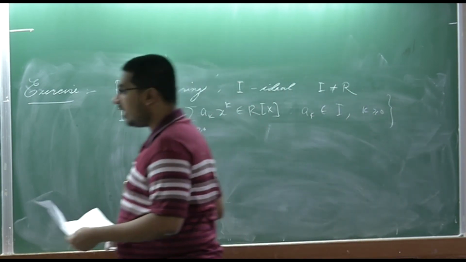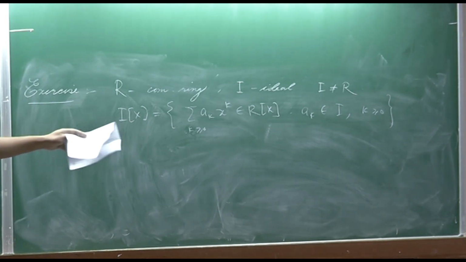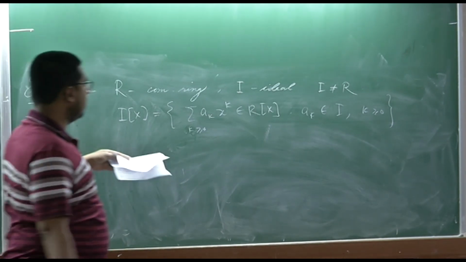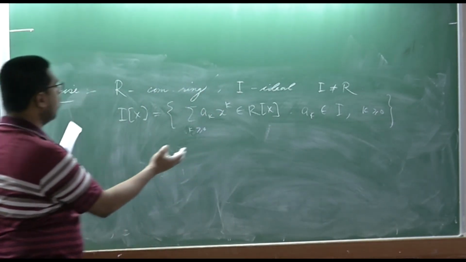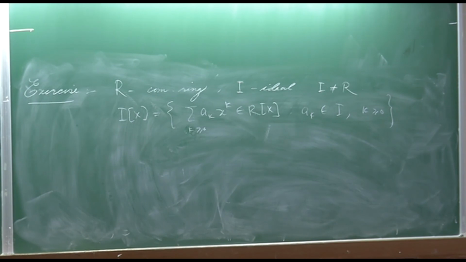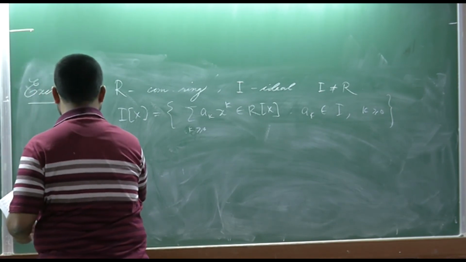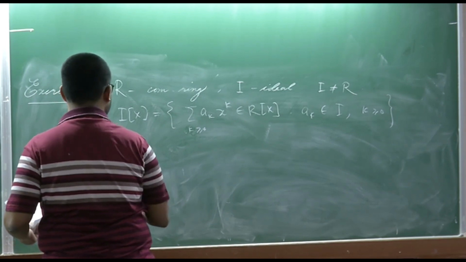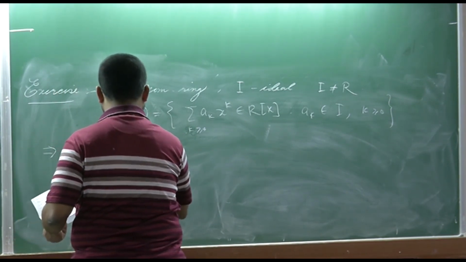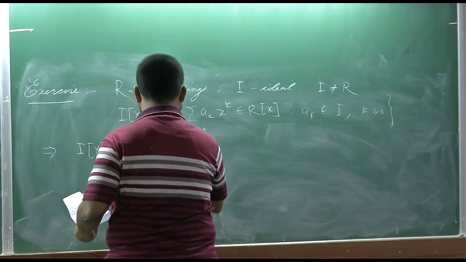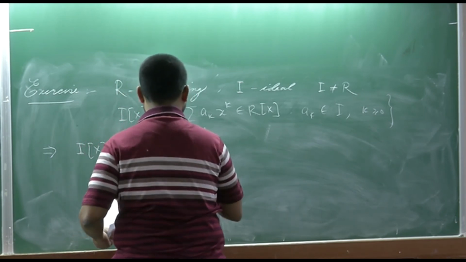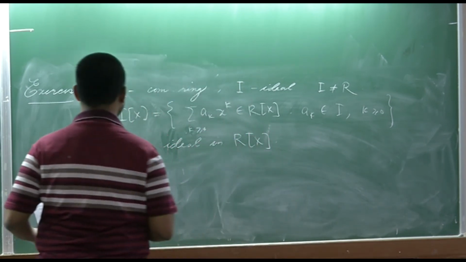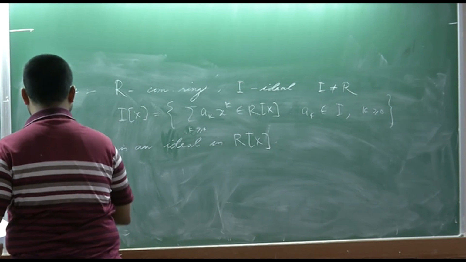Okay. So, remember that this is not any ring. Okay. So, this is just a collection of all polynomials whose coefficients are also coming from that ideal. It is easy to see, you can immediately see I[x] is an ideal in R[x]. So, I am leaving this as an exercise.